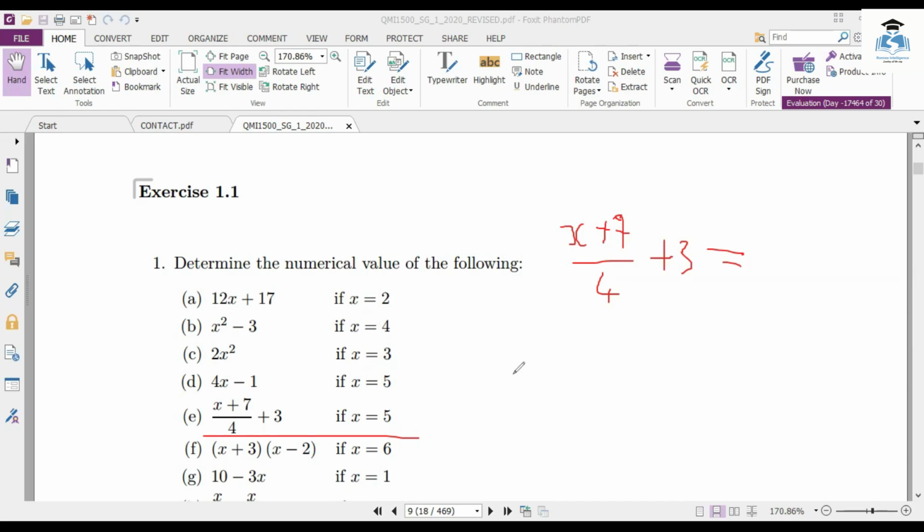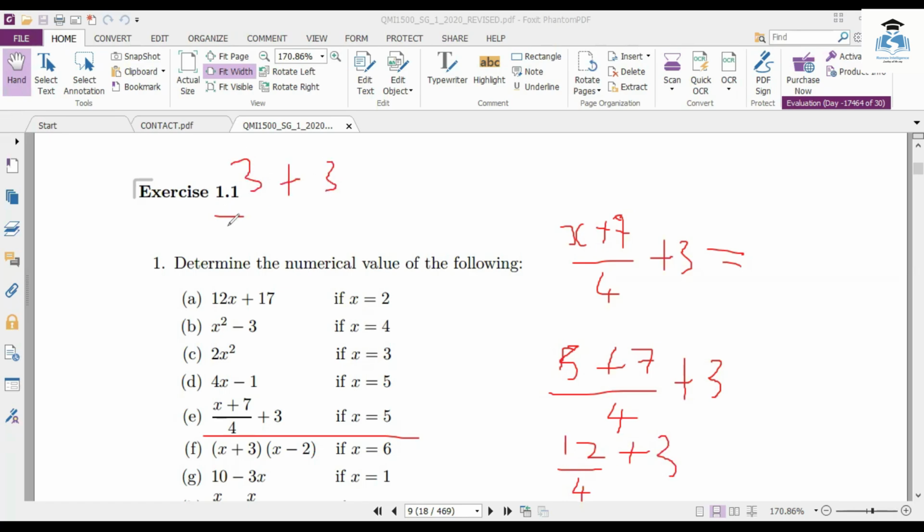Can I do that? Yes, you can. It's 5 plus 7 divided by 4 plus 3. Then you add the 5 with the 7 to get 12 divided by 4 plus 3. 12 divided by 4 is 3, so it's 3 plus 3, which is equal to 6. Yes, that's it.